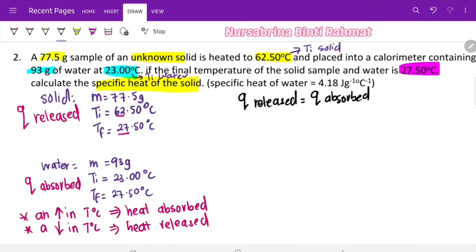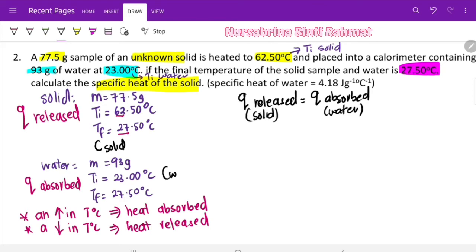Okay, so release is referring to the solid, so you're going to have all of this in the question. Our solid also has a specific heat capacity, so you have to write it down: this one is C solid, and this one is C W. Q release is for your solid and Q absorb is for water.